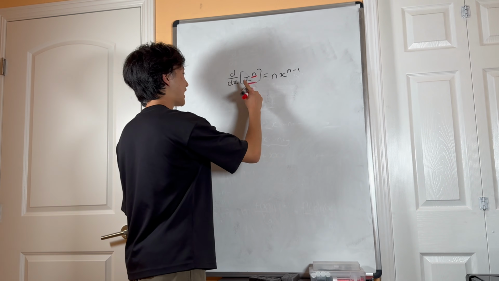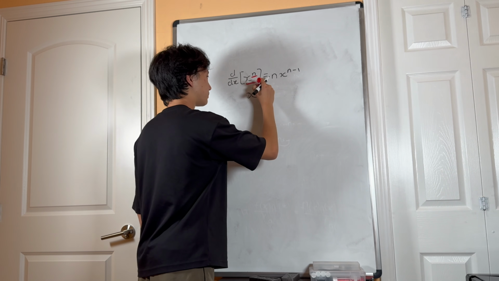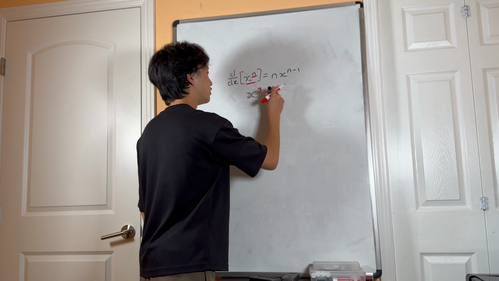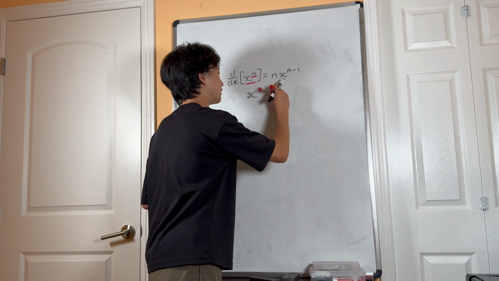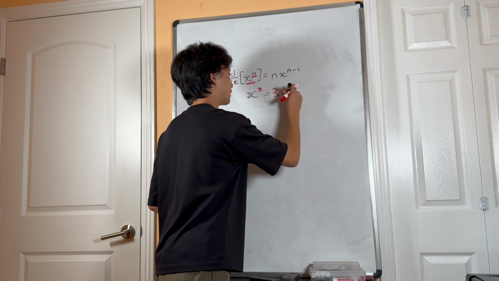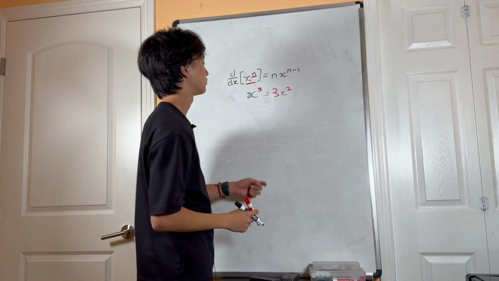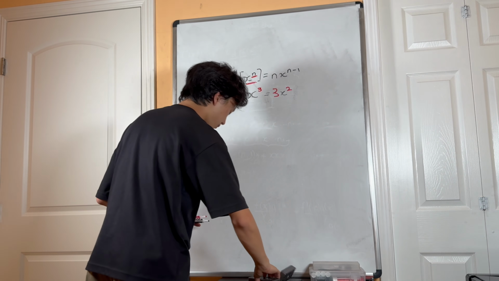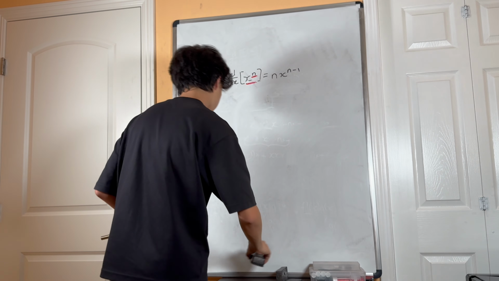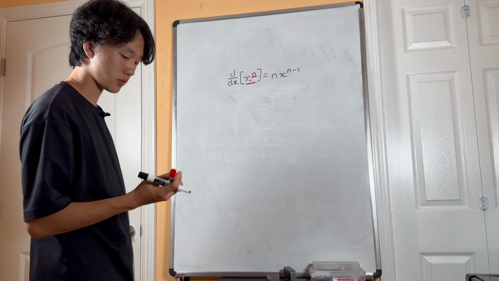So say you had x to the third power, then you would just drop the 3 and then subtract 1. So now you have x squared left, right? So that's how you use it, but where does it come from? That's the more interesting question.